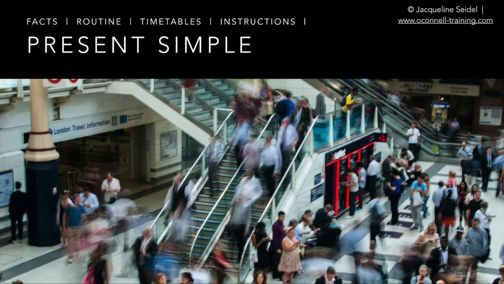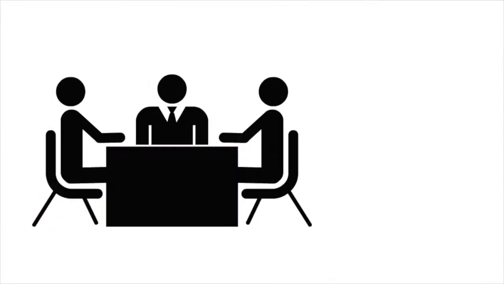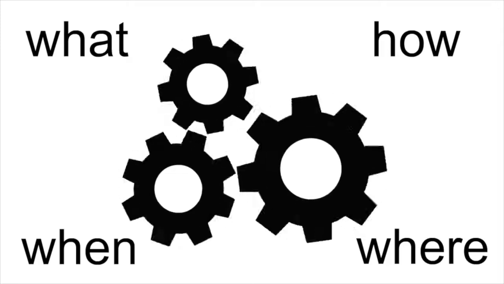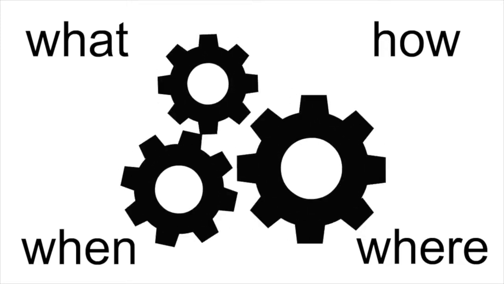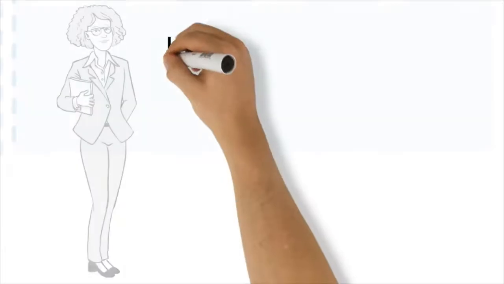Well, pretty basic really. Present simple, quite simply, needs a subject. So who is the sentence about? What is the question about? And it needs a verb. Something needs to happen. And then, if you'd like, you can add a what, a how, a when, or where, these finer details. So put quite simply, let's have a look.